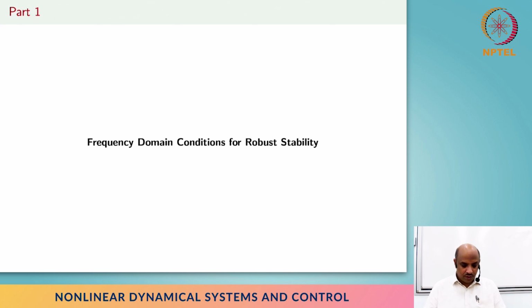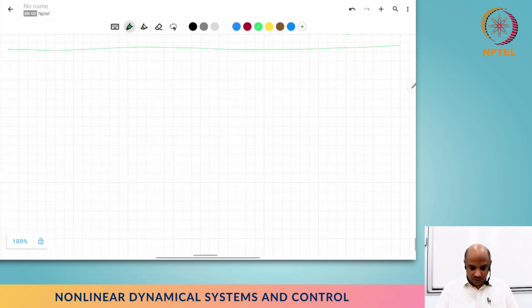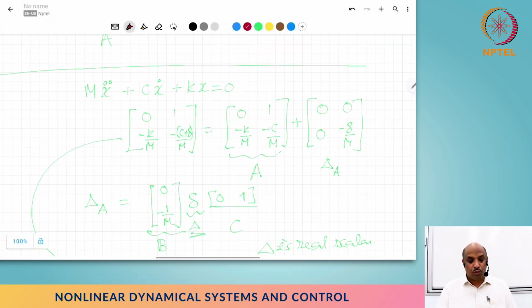So, this is a three-part lecture, and the first part is frequency domain conditions. And we will look at this model. We have seen a typical linear model as x dot equals Ax, whereas we will add a component: x dot equals Ax plus B delta x. So let me motivate this particular model, right?